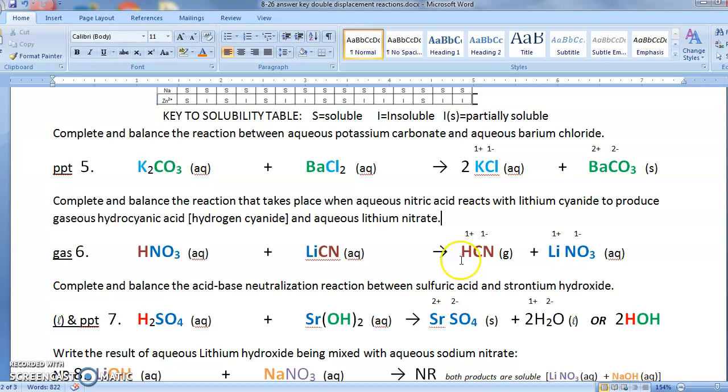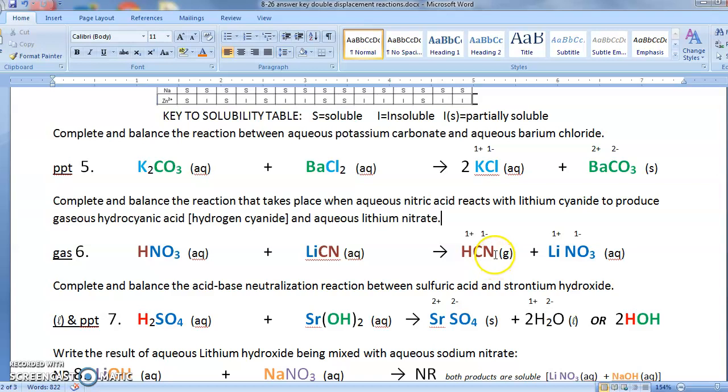HCN can be called hydrogen cyanide. It can also be called hydrocyanic acid because CN minus is one of our negative polyatomic ions. When we have the hydrogen on it, we name it like an acid. And this is one of the rare ones where we actually put hydro in front, because there are other acids that are called cyanic acid. So on this one, if you remember back to our acid-base chapter, we learned to name this as hydrocyanic acid.